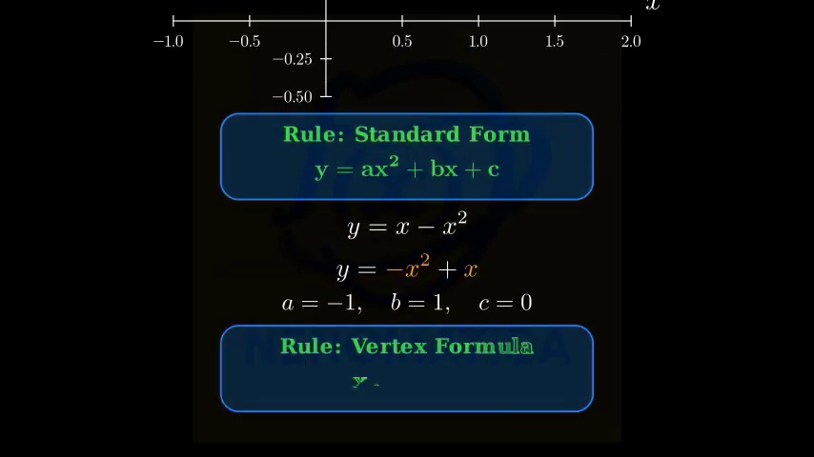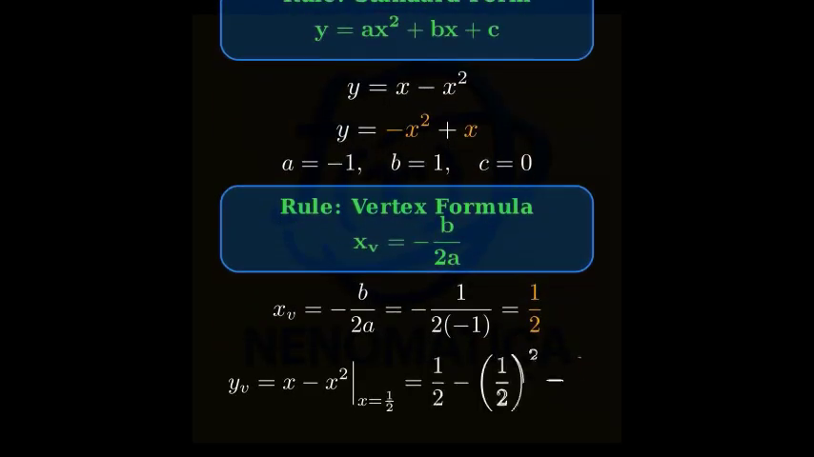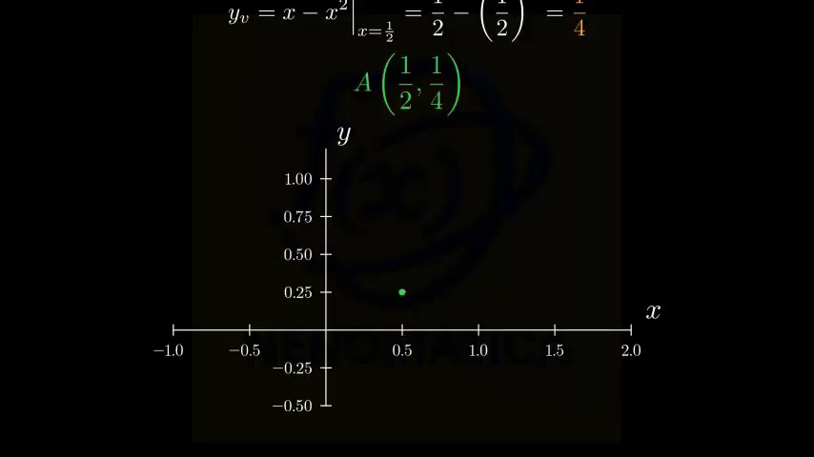Step 2. Find the vertex. The x-coordinate of the vertex is negative b over 2a, plugging in a equals negative 1 and b equals 1 gives x equals 1/2. Then substitute back into y equals x minus x squared. y equals 1/2 minus 1/4 equals 1/4. So the vertex is at (1/2, 1/4).